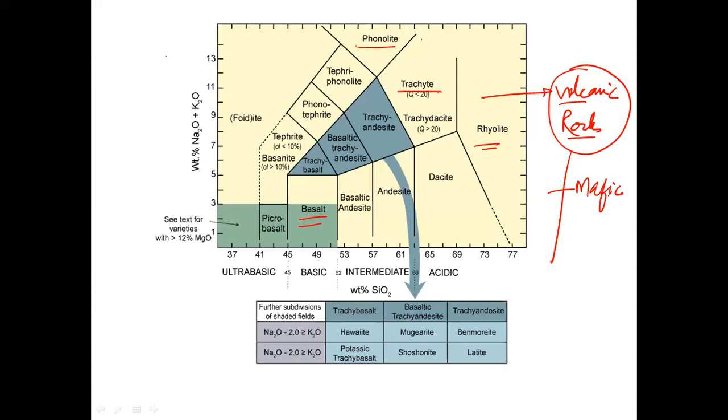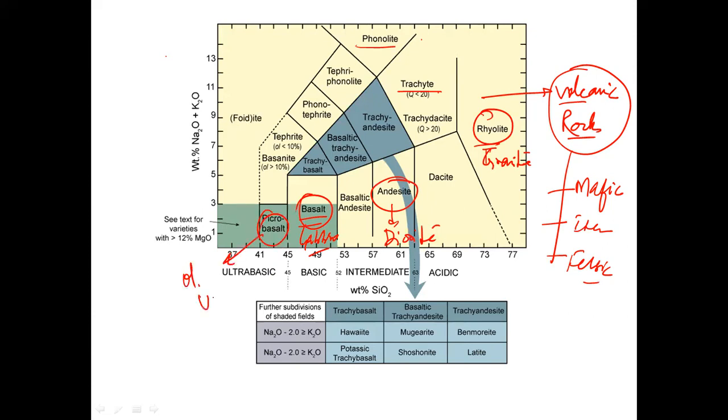All kinds of volcanic rocks from mafic to intermediate to felsic. For example, your rhyolite is a felsic rock. It is the volcanic equivalent of granite. Your andesite is an intermediate rock. Its plutonic equivalent is diorite. Your basalt is a mafic rock. Its plutonic equivalent is gabbro, isn't it? And picrobasalt is olivine-rich basalt, so it is sometimes considered an ultramafic rock. So this chart represents all kinds of volcanic rocks.